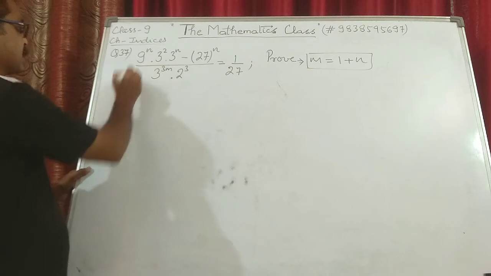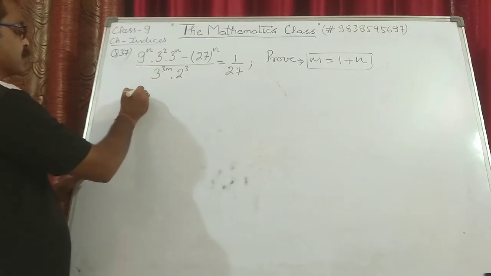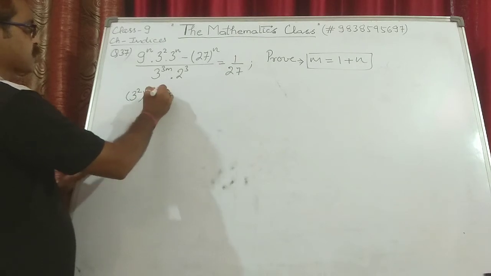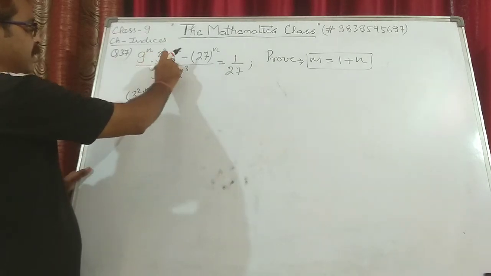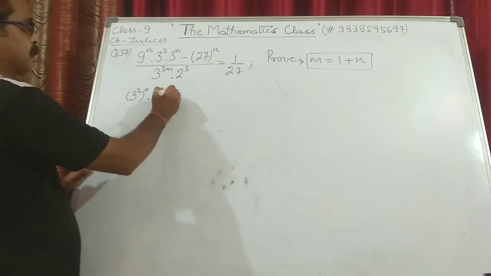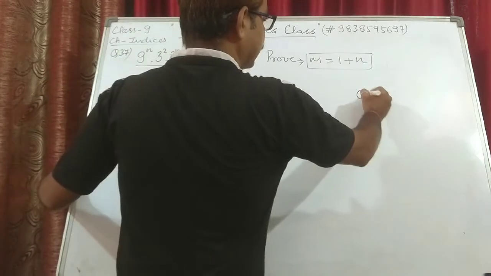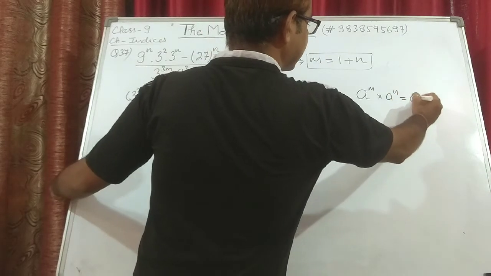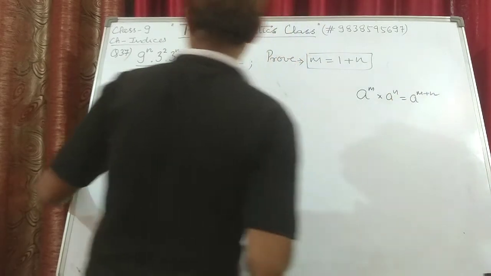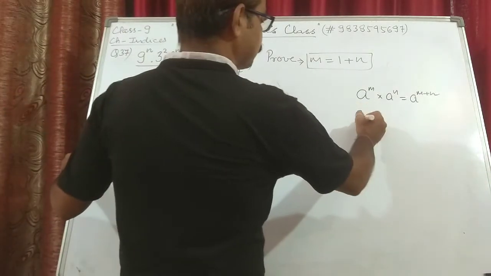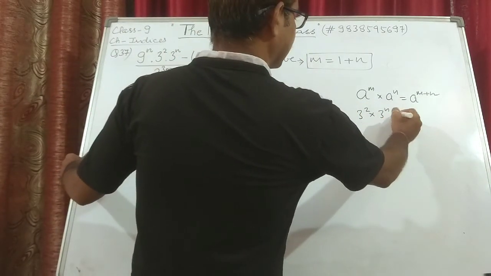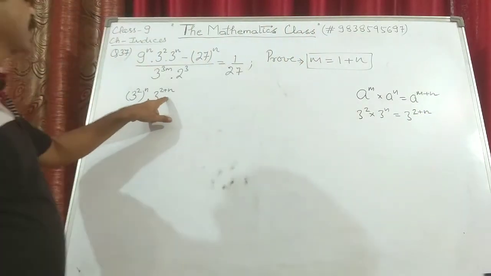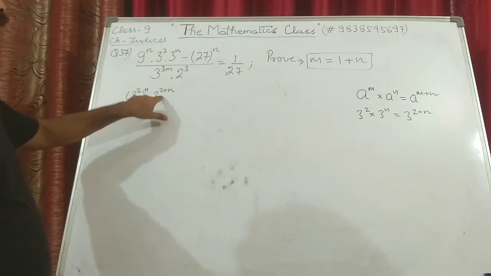So for this 9 can be written as 3 square whole power n into 3 square into 3 to the power n can be written as plus n, because we know that a to the power m into a to the power n can be written as a to the power m plus n. And here it is 3 to the power 2 into 3 to the power n can be written as 3 to the power 2 plus n. So that is why I have written these two values as 3 to the power 2 plus n.